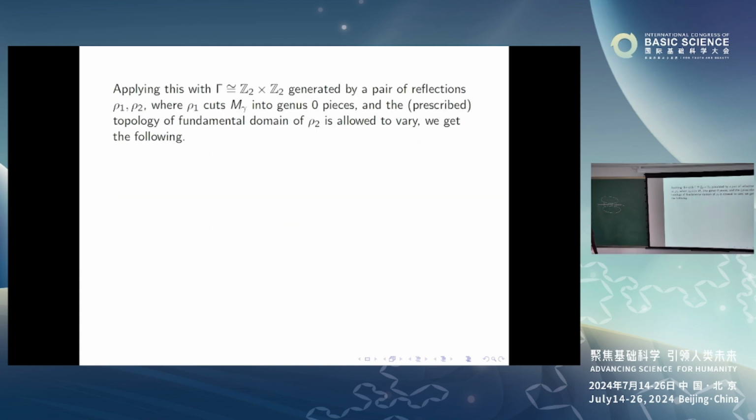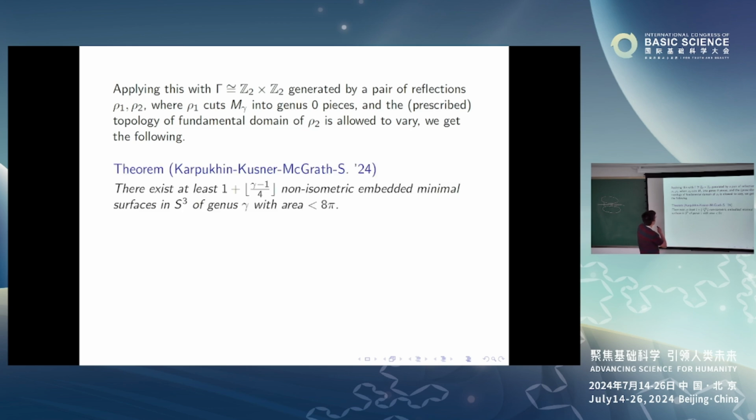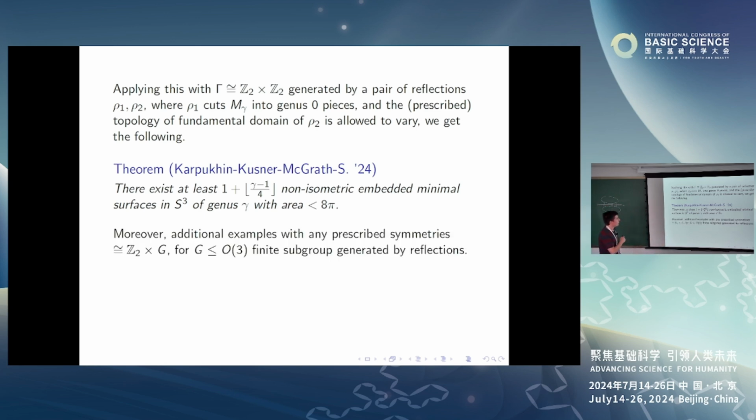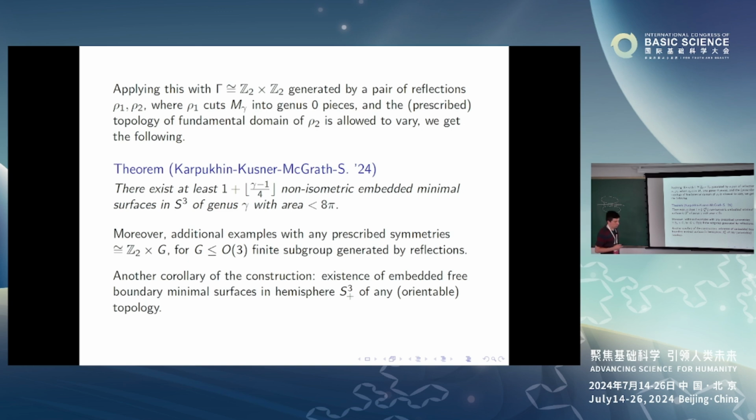So applying this, for instance, with the Z2 cross Z2 actions, where the first reflection satisfies this topological constraint, but for the second reflection, now we can allow the topology of the fundamental domain to vary, right? We can see that, in fact, we have at least linearly many, as advertised before, just by seeing that somehow certain ones have to be topologically distinguished, right? Okay. And moreover, we aren't restricted to Z2 cross Z2. We can look at Z2 cross G actions, where G is any nice finite subgroup generated by reflections. Okay. So another corollary of this story.